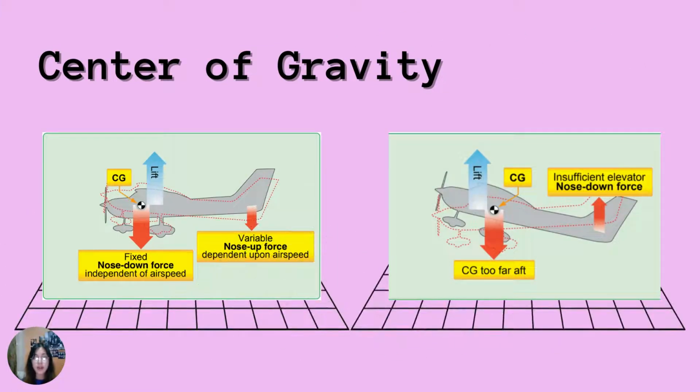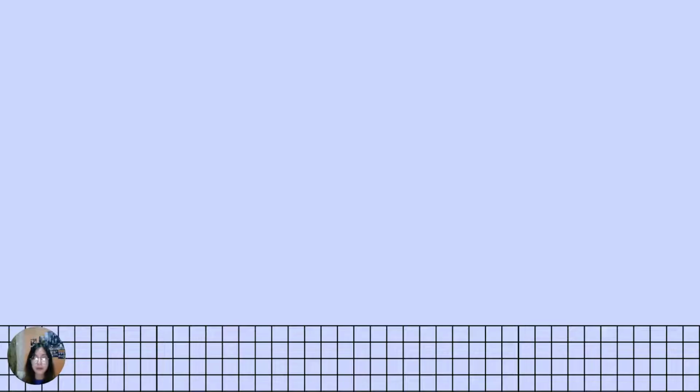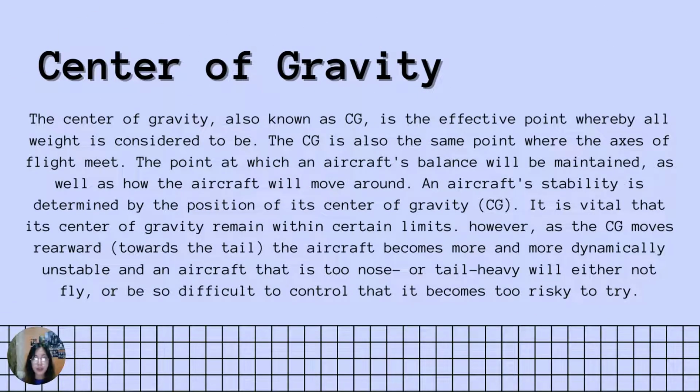The last thing I will tackle is the center of gravity, which is also called the CG. The center of gravity, also known as CG, is the effective point where all weight is considered to be. The CG is also the point where the axes of flight meet, the point at which an aircraft's balance is maintained, as well as how the aircraft will move around.